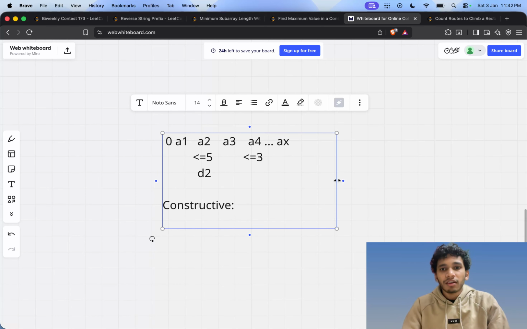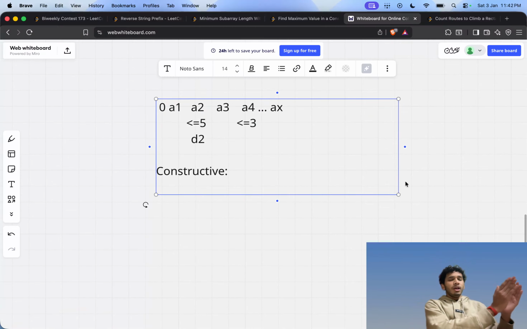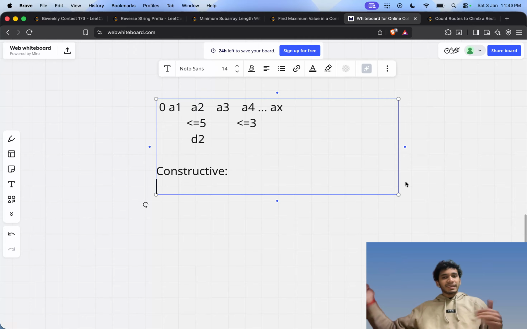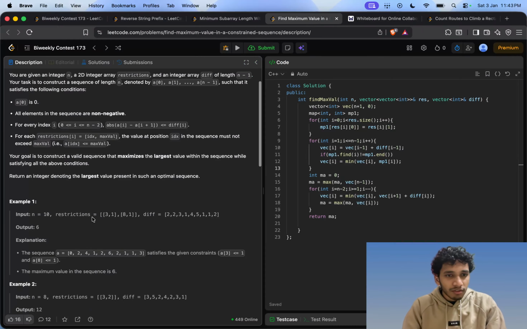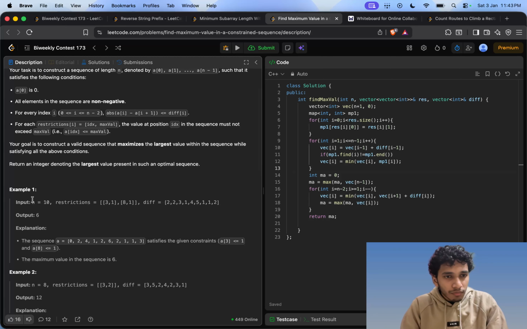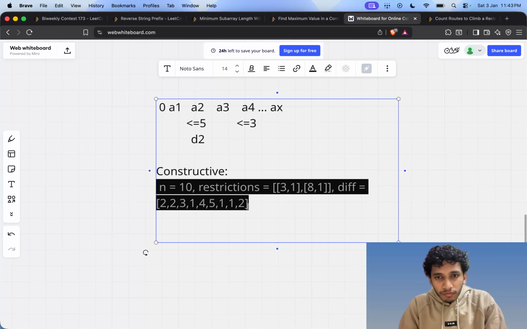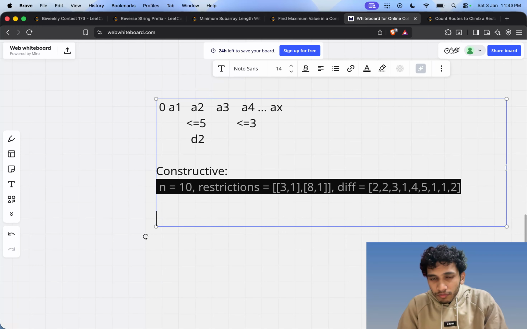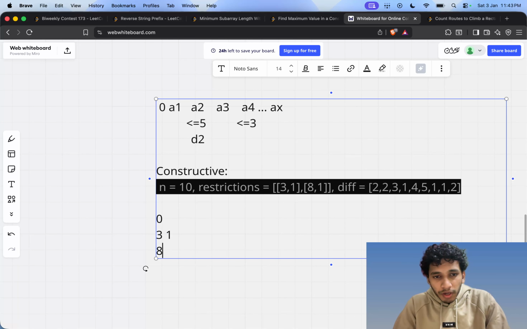So let's try some naive approaches that come to our mind. Let's move from left to right, trying to maximize our largest value. For this test case, let's try to do this. The first value is 0. There is a restriction on the third index and the eighth index. Both of them should be smaller than or equal to 1.